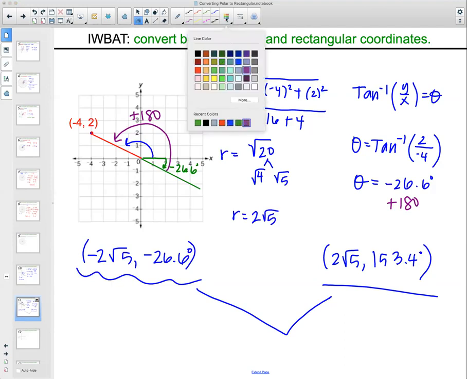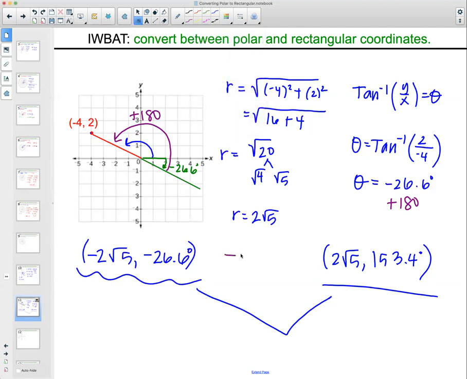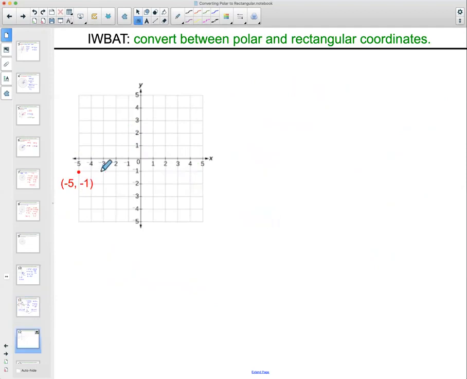Your two options are to make the radius negative or to take theta plus 180 when your point is in the second or the third quadrant. So if it's in either of these two quadrants, you have to do one or the other of these. So let's look at one more in the fourth quadrant.